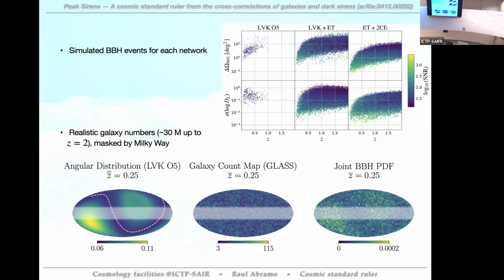So we have about 30 million galaxies at redshift 2. And we use a Milky Way mask, which is a latitude of 20 degrees up and down. I don't recall exactly, 20 or 29. 20, I think, 20 degrees in latitude from the galaxy.